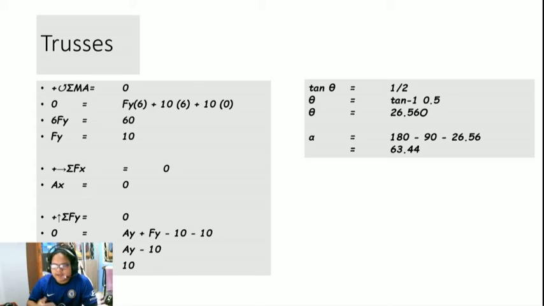Next, I use the sum of Fx and Fy in order to get Ax and Ay. So I get Ax equals 0 and Ay equals 10. And then I search for the angle, which I get 26.56 degrees. Sorry, that is a typo, so just bear with it. 26.56 degrees.